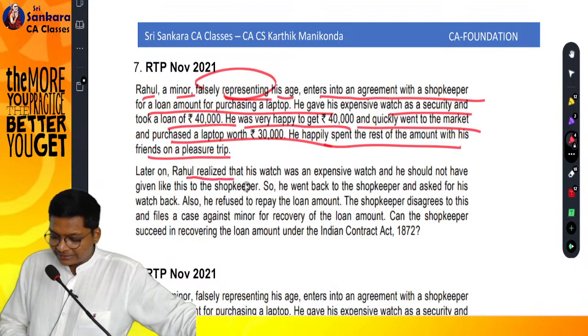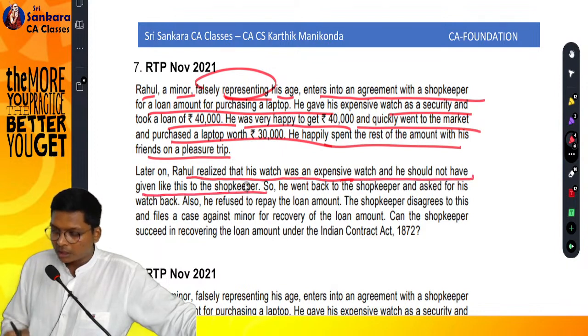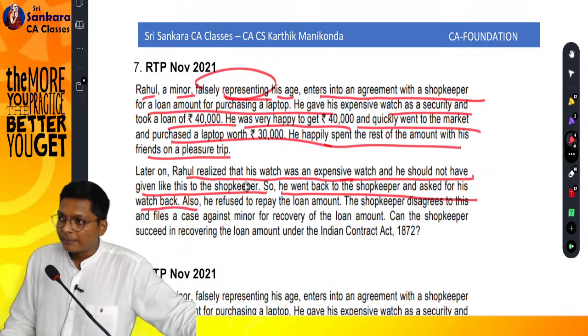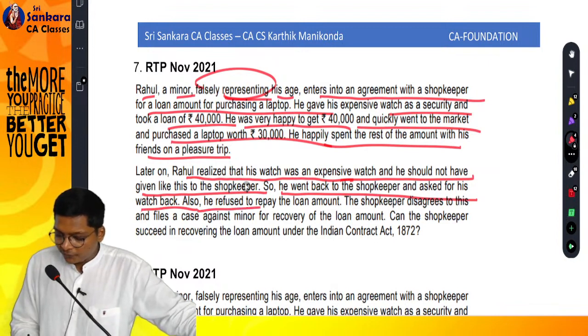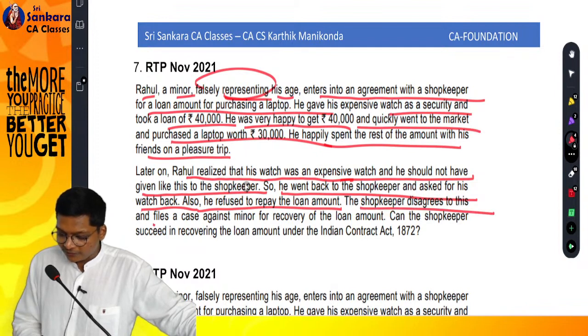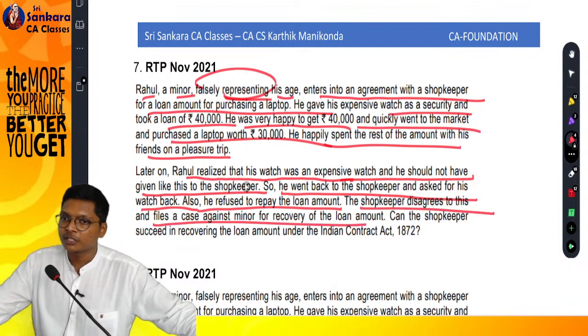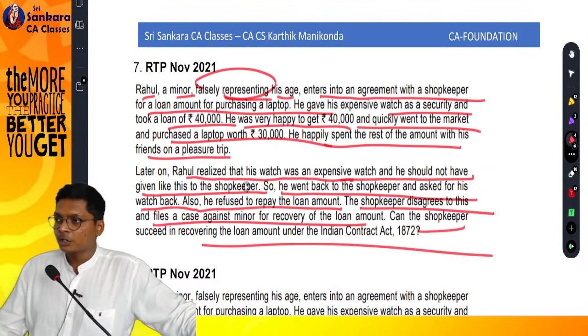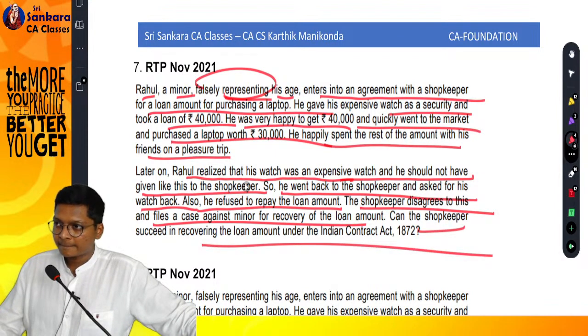Later on, Rahul realized that his watch was expensive and he should not have given it like this to the shopkeeper. So he went back to the shopkeeper and asked for his watch back. Also, he refused to pay the loan amount. The shopkeeper disagrees to this and files a case against the minor for recovery of the loan. Can the shopkeeper succeed in recovering the loan?